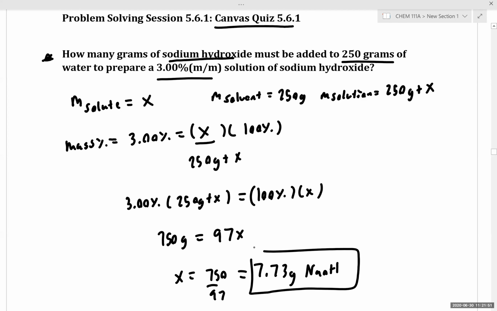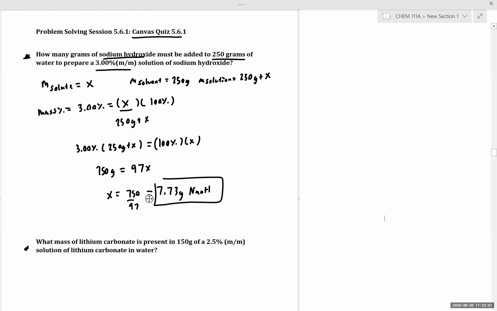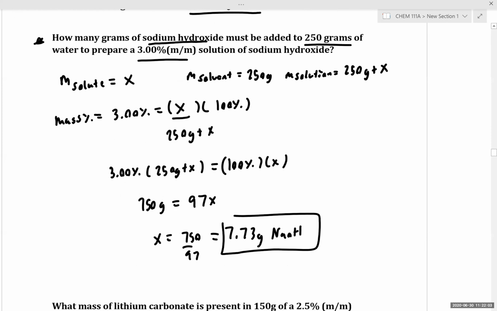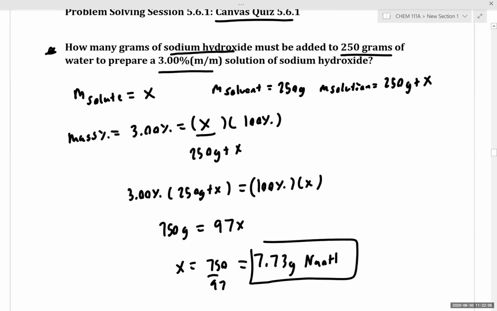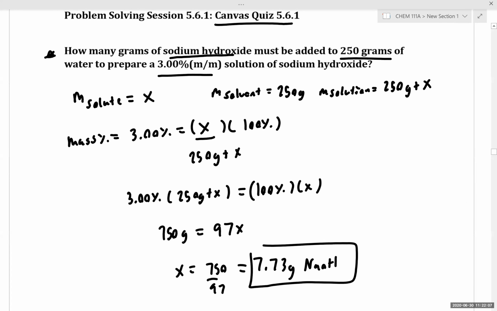There we go. And all the responses submitted in the chat and via Canvas for that problem look spot on. So let's look at the second. Any questions on this example? Any questions on this first example before we move on to the next?